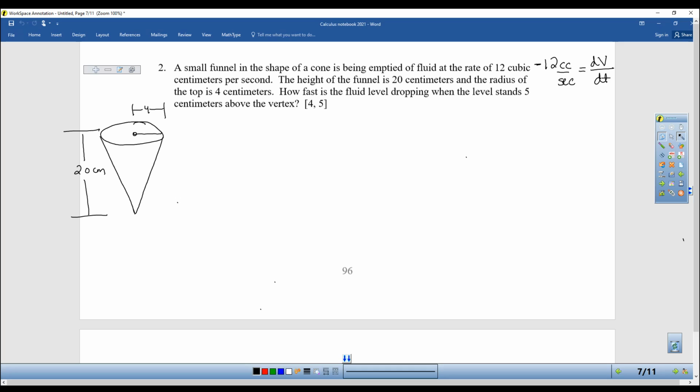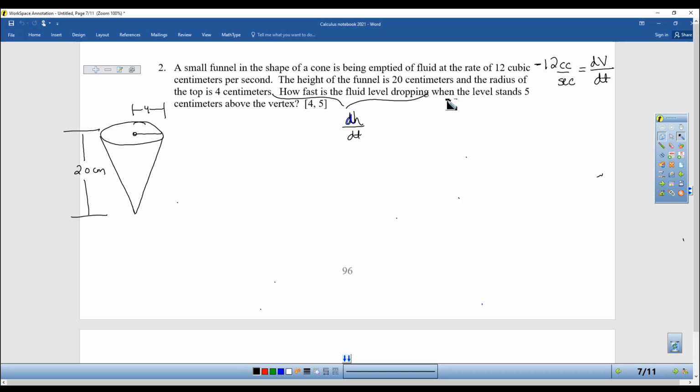How fast is the fluid level dropping? As soon as they say how fast, you know you're looking for a derivative over time. Your goal is to identify what it is they want you to measure. We already know the volume. Do they want you to measure the area? Do they want you to measure the height? When somebody says, how fast is the fluid level dropping, they're talking about the height inside the funnel. So dH dt.